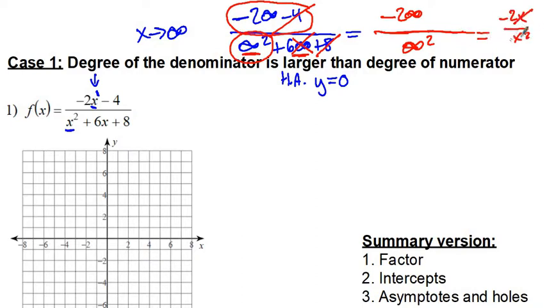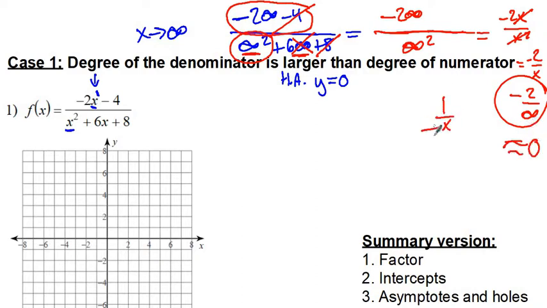You could cancel these x's right here, and you'd be left with negative 2 over x, where we're choosing to call x infinity right here. So what does that equal? Well, any number over infinity gets really, really close to 0. We saw that in the last video. We were doing 1 over x, and we kept making this number bigger and bigger, and y ended up approaching 0. So that's why in a case 1 example, when the denominator is bigger, our horizontal asymptote will always be equal to 0.